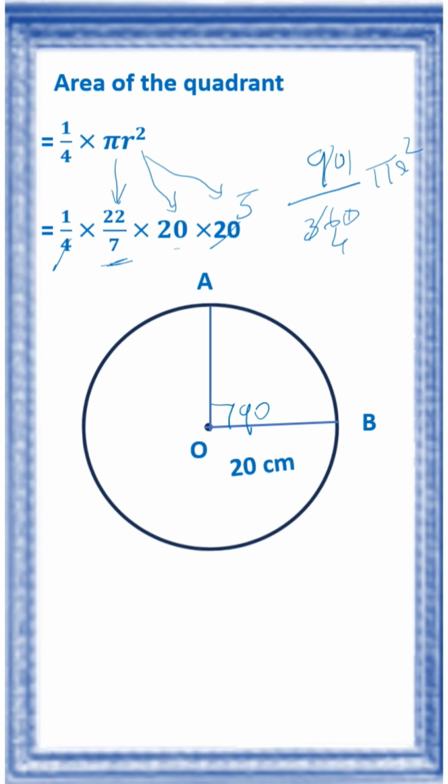Otherwise it is cumbersome. The problem will become cumbersome. So now let us put pi as 3.14 into 20 into 5. 20 into 5 is 100. 100 into 3.14, that is equal to 314 centimeter square. So area of the quadrant is equal to 314 centimeter square.